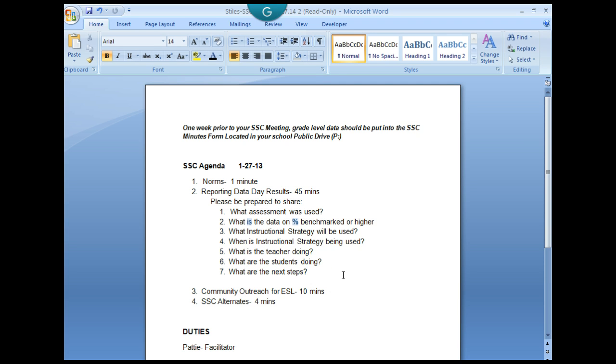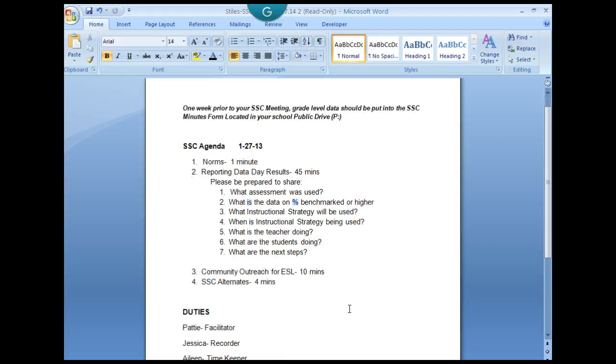Even though this information is indicated on the SSC minute document, it is very important that building principals or designees communicate the specific information that TBTs are expected to report. Also included in the agenda is any other SSC items that need to be discussed, but understanding that the root of the meeting is really looking at the data and talking about the instructional strategies.